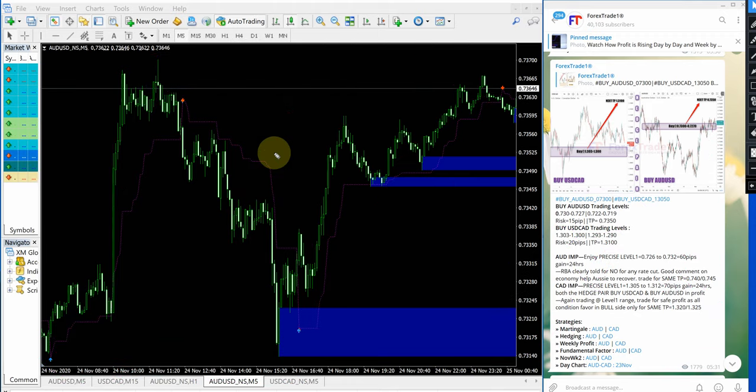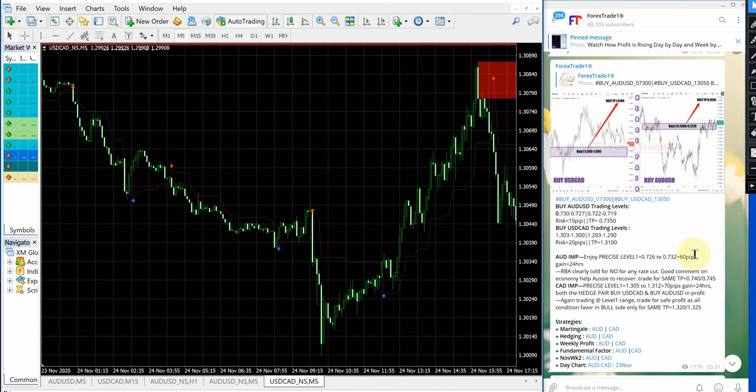Now we will see how our USD CAD signal performed. This is the USD CAD chart here, and this is the entry range given, 1.303 to 1.300, which is the first entry range given here. And as you can see in this MT4 terminal, precisely from the level it got activated and moved upwards till here.